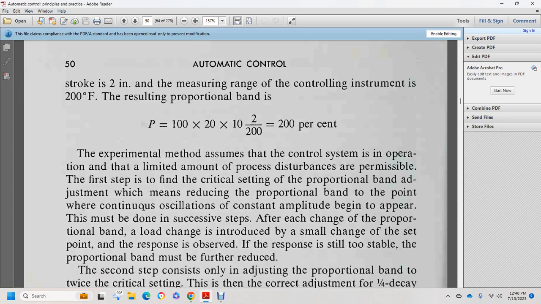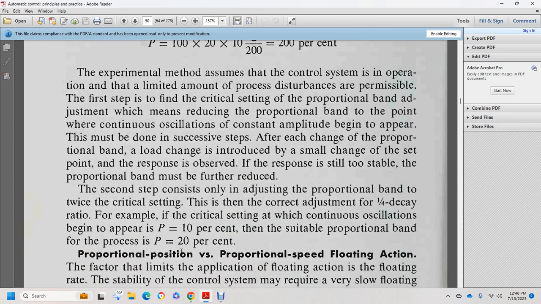In the experimental method, the control system is assumed to operate within a limited amount of permissible gain. The first step is the critical setting: adjust the proportional band until the point where it continues to oscillate constantly with constant amplitude. Successive steps involve changing the proportional band by small amounts, introducing a small change at the set point, observing the response, and checking that it is still stable.